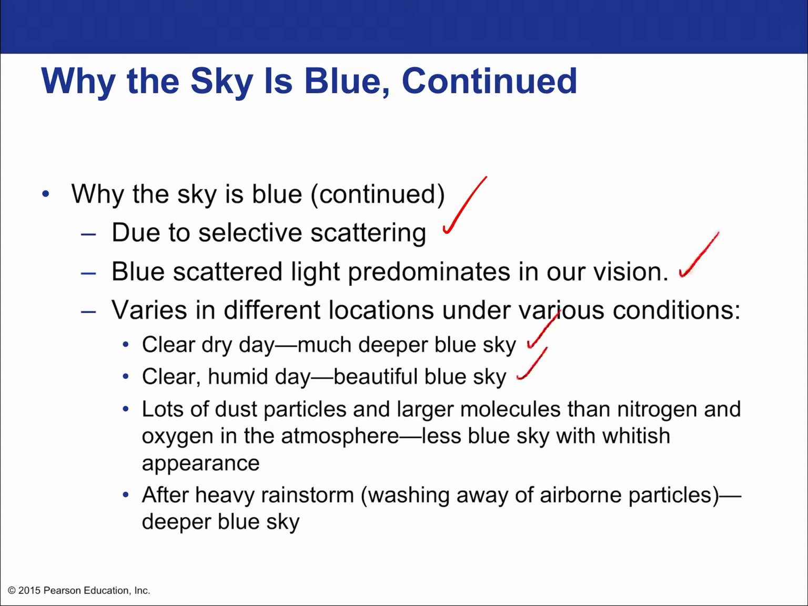And after heavy rainstorms, when a lot of the airborne particles have gotten washed away and only the smallest ones remain, that's going to be the deeper blue again. All right. So you can see the deeper blue occurs when it's just the smallest particles in the atmosphere, under whatever conditions has created that. Okay. So that's the blue sky.